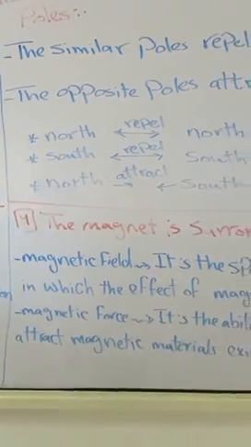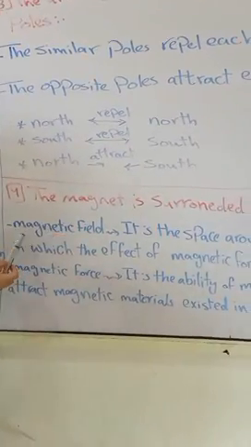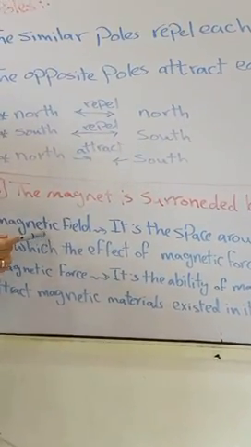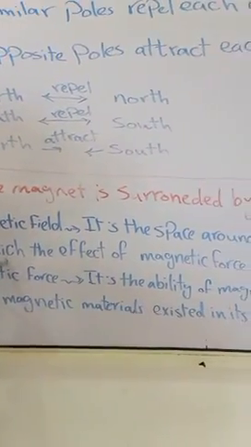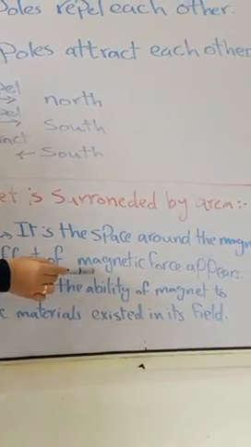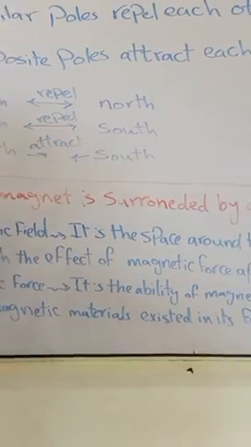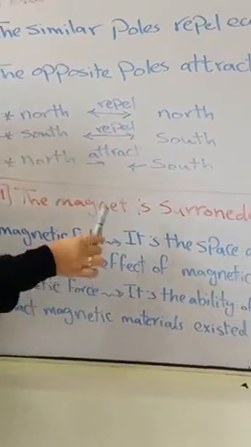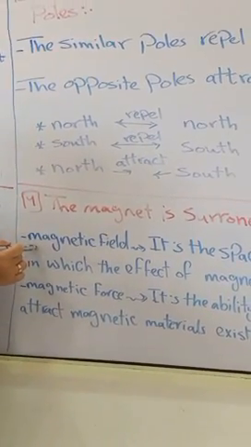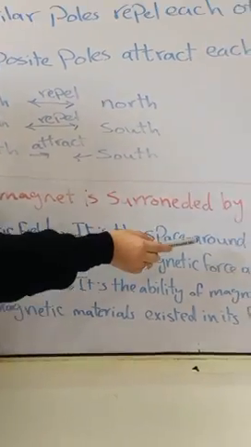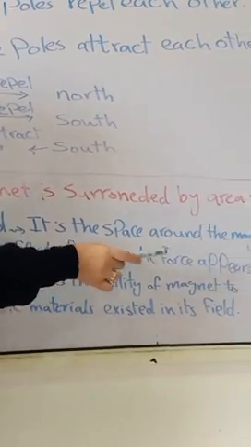Property number 4 is that each magnet has an area surrounding it. This area is called the magnetic field. And the magnetic field is the space around the magnet in which the effect of the magnetic force appears. So the magnetic force of any magnet doesn't appear unless the magnetic material exists in the magnetic field. So the magnetic field is the space around the magnet in which the effect of magnetic force appears.